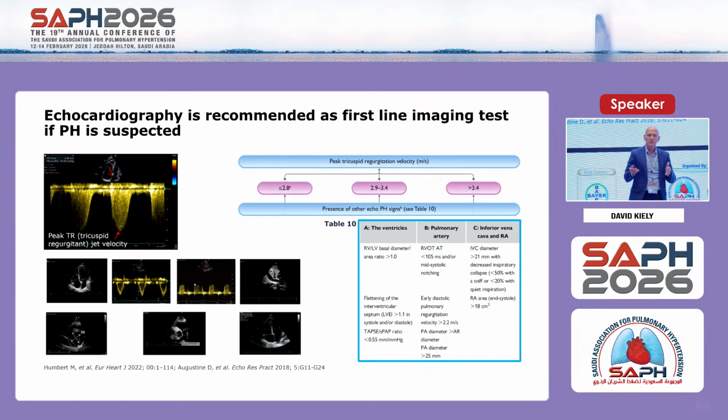Now, respiratory disease is no different to other forms of pulmonary hypertension. The guidelines recommend echocardiography as the first-line imaging test, and no one in this room really needs to be reminded that, of course, when we perform an echocardiogram, we need to look at the TR jet velocity, but also integrate that with secondary echocardiographic features from the ventricles, from the pulmonary artery, and from the IVC and right atrium, and then come up with an echocardiographic probability of pulmonary hypertension.